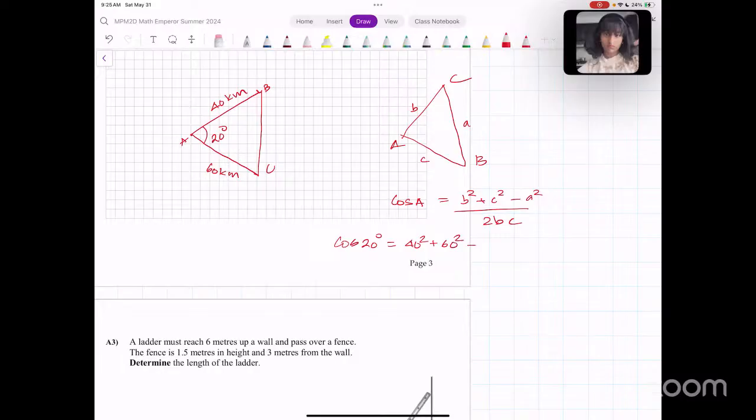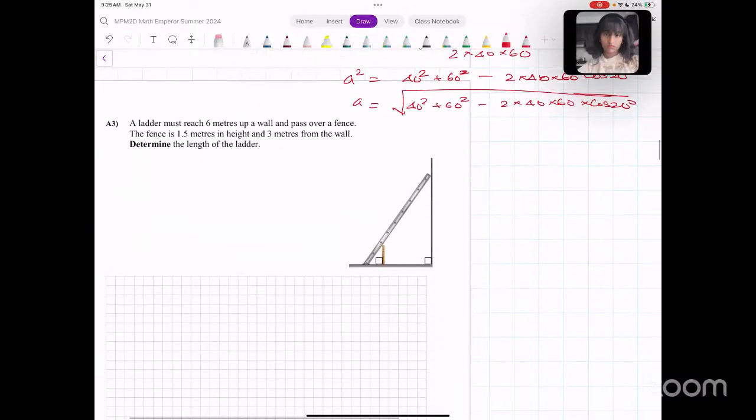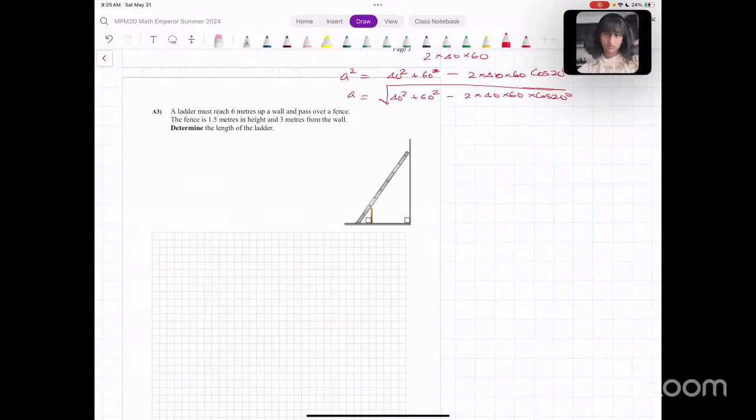So A squared is equal to 40 squared plus 60 squared minus 2 times 40 times 60 times cos 20, and A is equal to the square root of the whole number, 40 squared plus 60 squared minus 2 times 40 times 60 times cos 20. Okay, so we're moving on to the next question. Can you answer the next question, please?